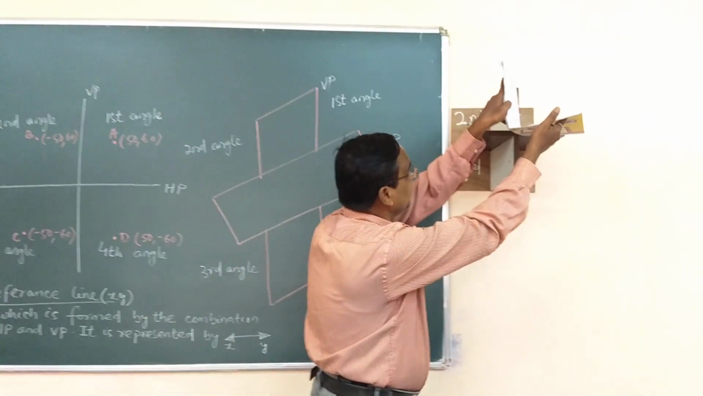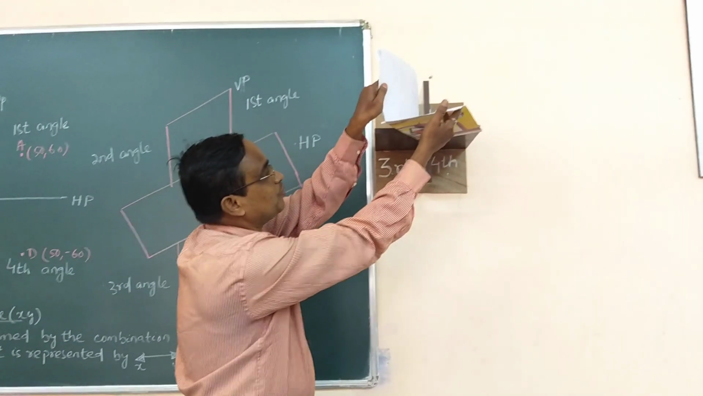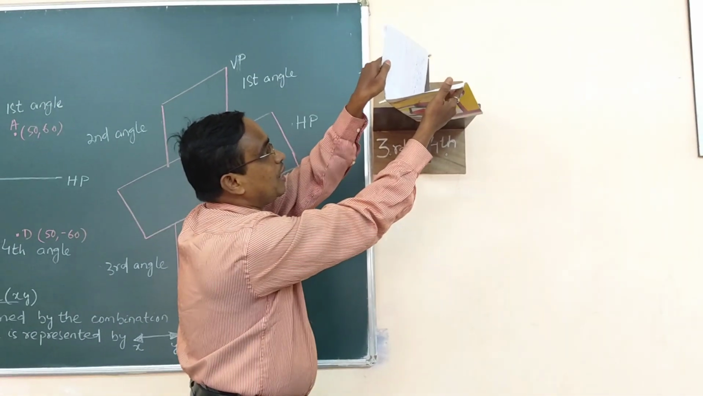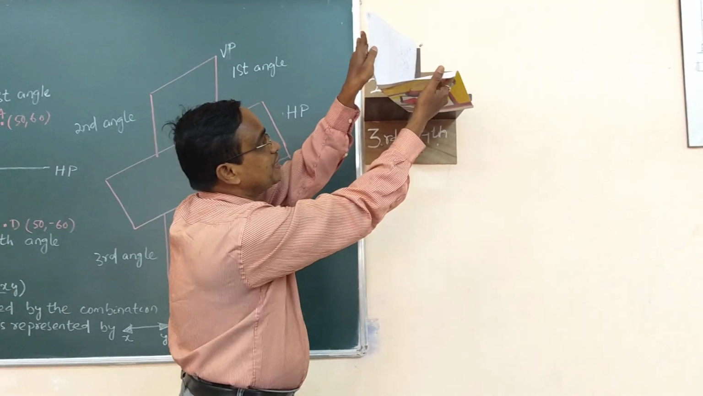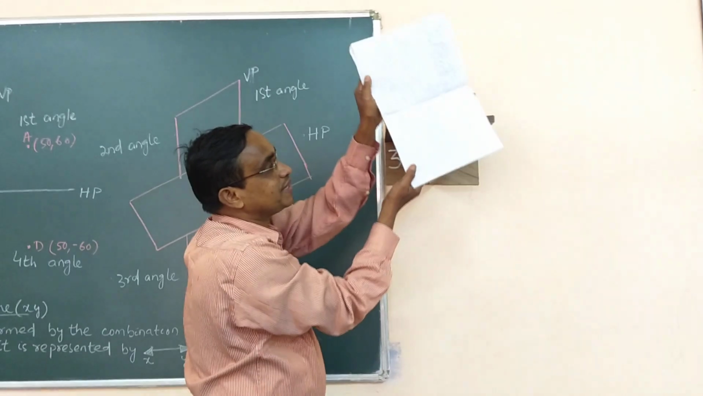This is the first angle. This is my VP and this is my HP. But the shape of your drawing sheet is not like this. So I will fix my VP and rotate HP gradually 90 degrees clockwise.